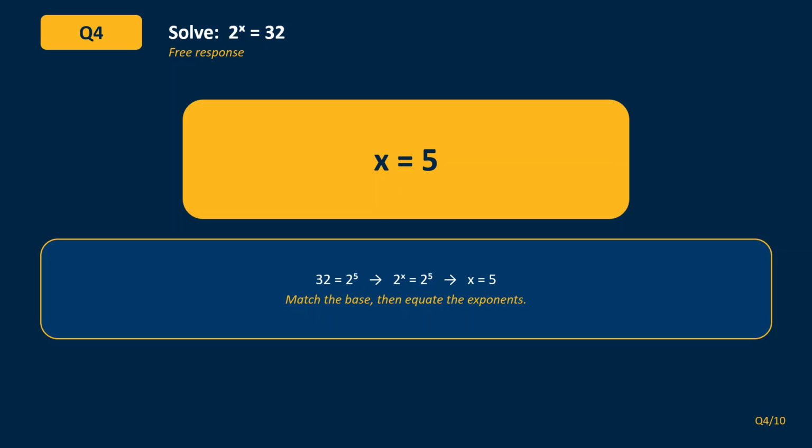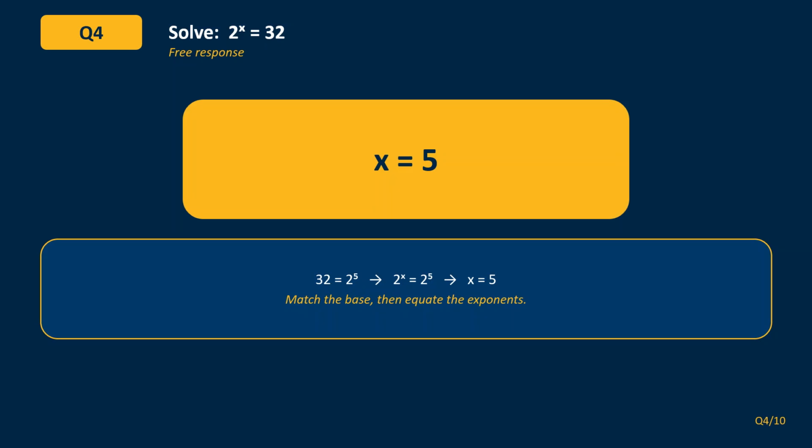Recognize that 32 can be expressed as a power of 2, namely 32 equals 2 to the 5th. Substituting, we obtain 2 to the x equals 2 to the 5th. Since the exponential function with base 2 is 1 to 1, equality of the outputs implies equality of the inputs, yielding x equals 5. This question reinforces the base matching method introduced earlier in the lesson.